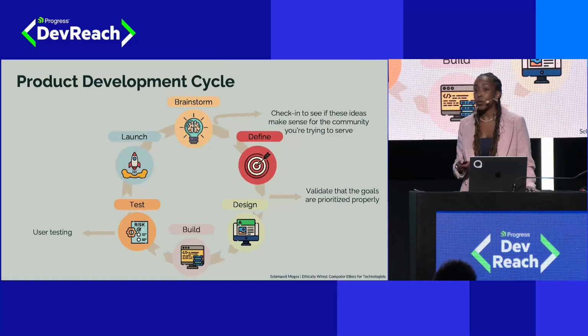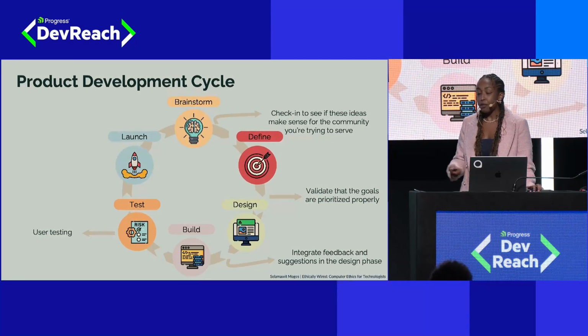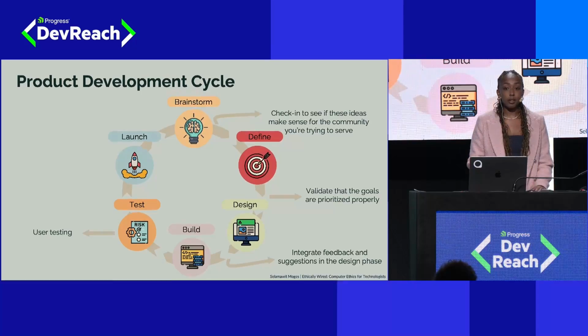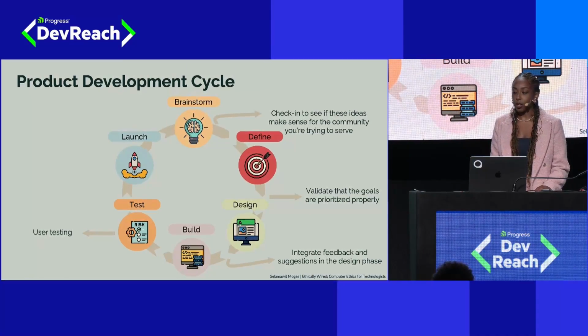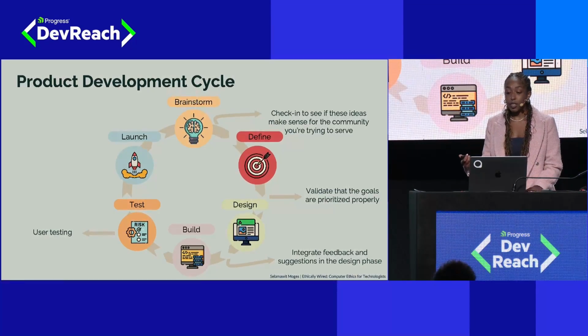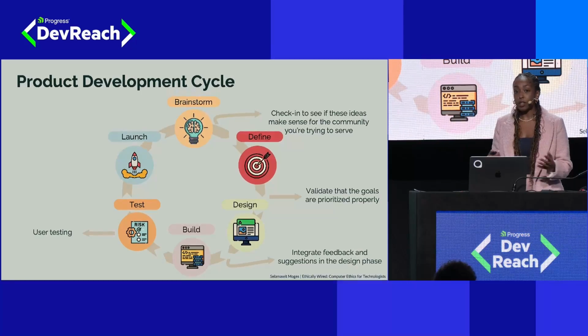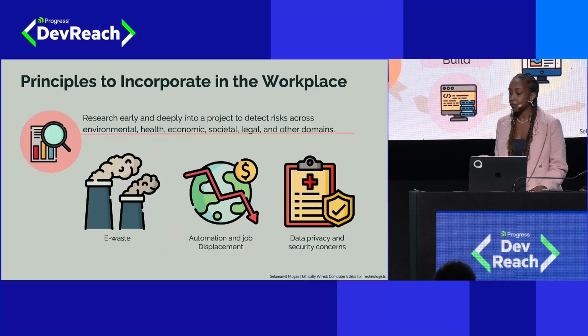Next, after you define your goals, validate that the goals are prioritized properly. What a PM, what an engineer, what a CEO might think is the most important thing might not actually be the most important thing for that community. And after the designs, integrate feedback and suggestions into the design phase before going through the brunt work of building the actual product. And if this seems overwhelming, I encourage you to try to just pick one of these and see how it works for you in the context of your space.